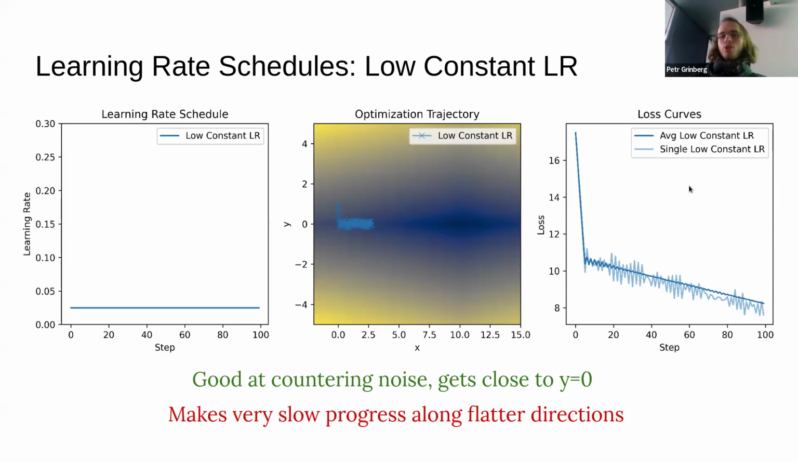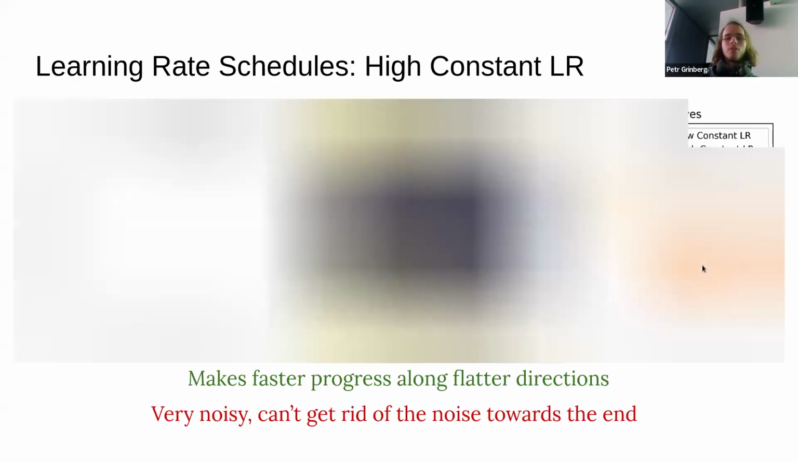And on the loss curves plot, the one which looks noisy is one example of a low constant learning rate. The average low constant learning rate is, as far as I remember, where you try different small learning rates and then calculate the average loss curve. So ignore the average loss curve, just look at the single one. The idea is that your loss goes down, but very slowly.